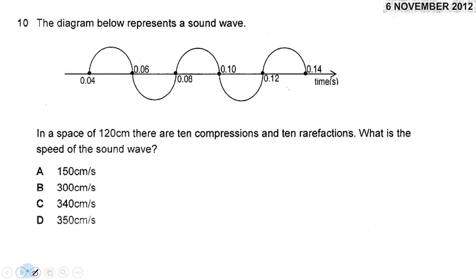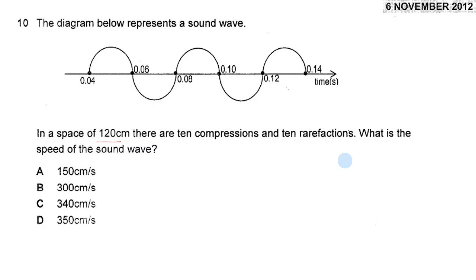Then we'll go to the next question. This one came in 2012, which says the diagram below represents a sound wave. So this is a sound wave. Then they're saying in a space of 120 centimeters, there are 10 compressions and 10 rarefactions. What is the speed of the sound wave?